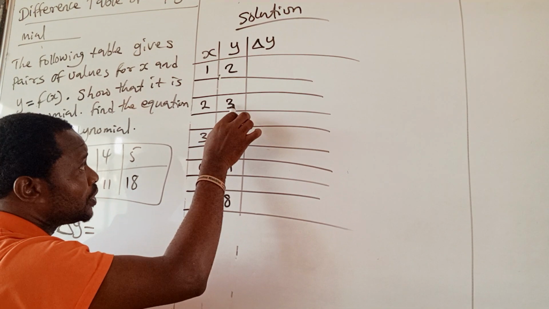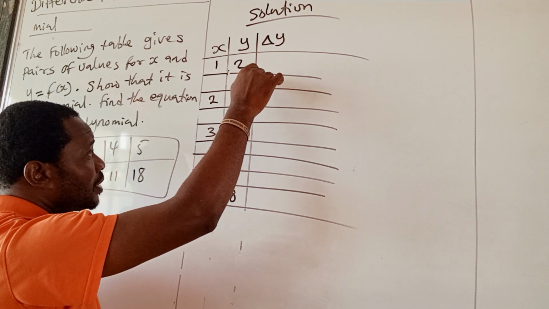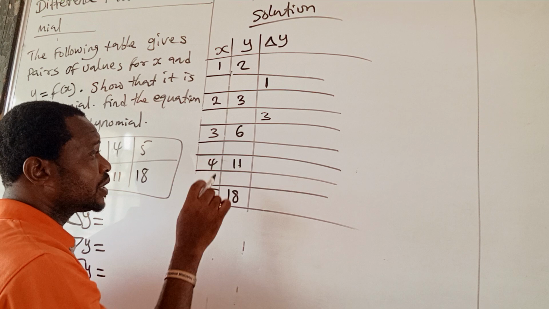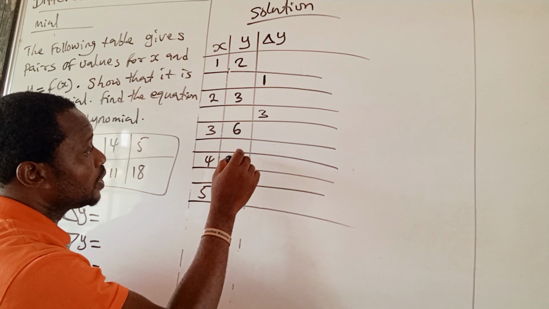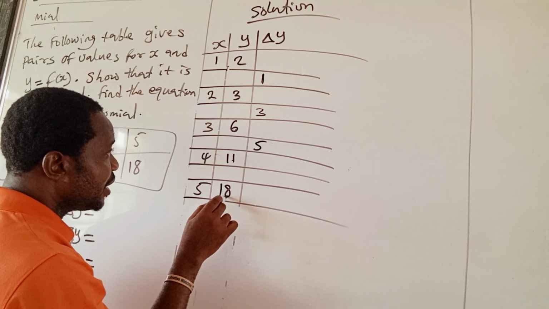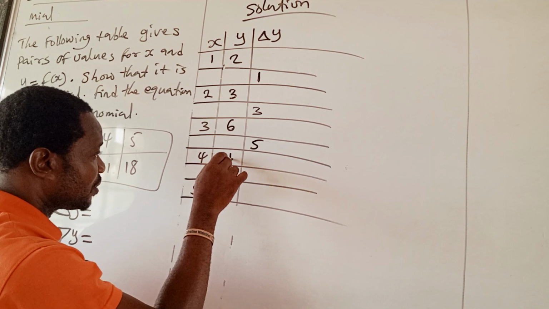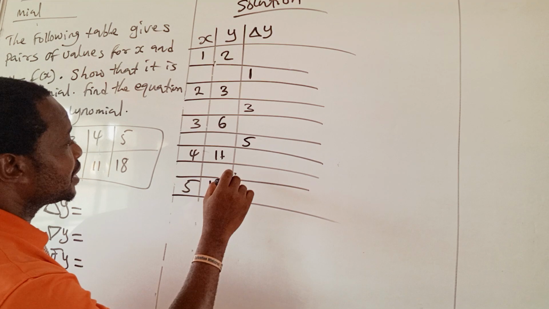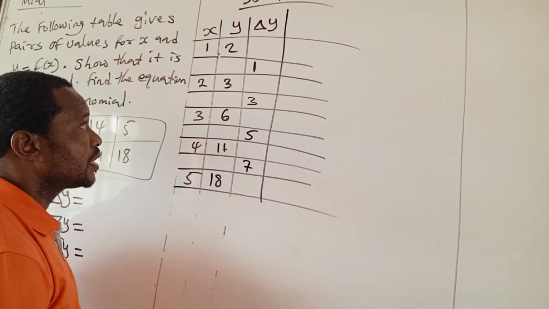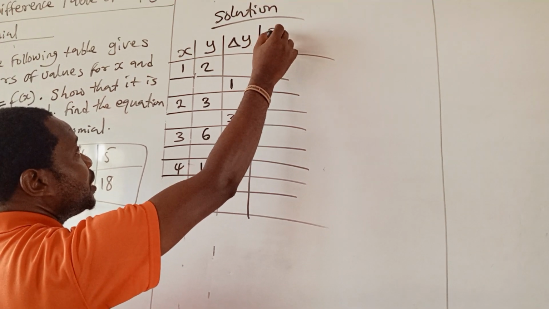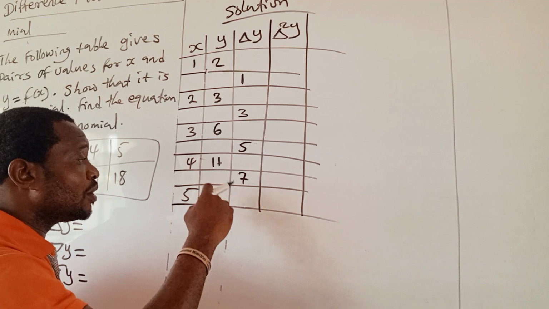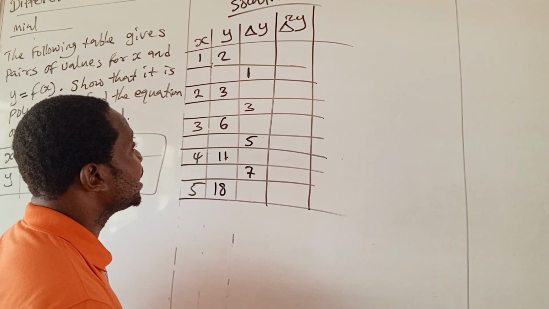this is the second value of y. So 3 minus 2 will give you 1. 6 minus 3 will give you 3. 11 minus 6 will give you 5. Then 18 minus 11 is going to give us 7. So this will be our first difference. So you now get your second difference. This is the difference table. You take the difference under the values of y. So you start again.